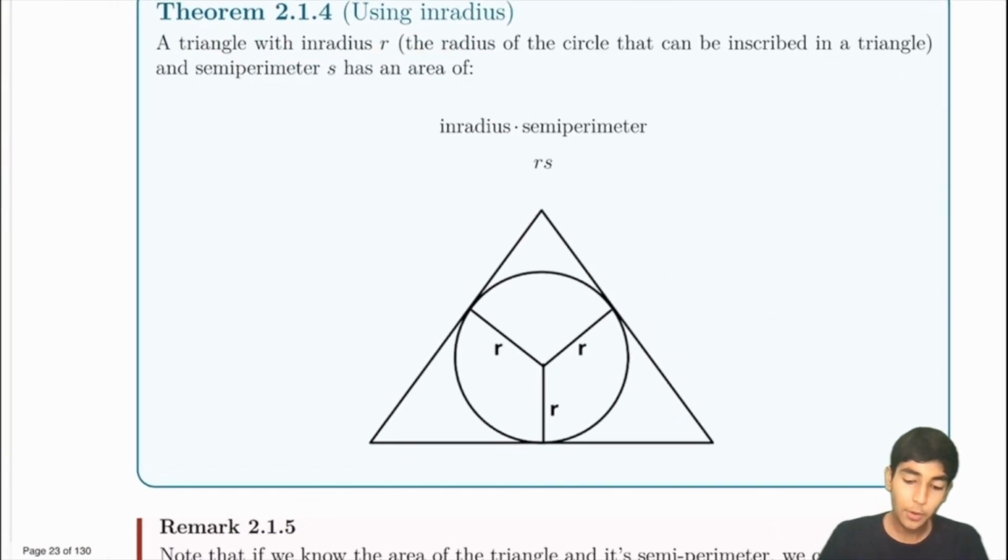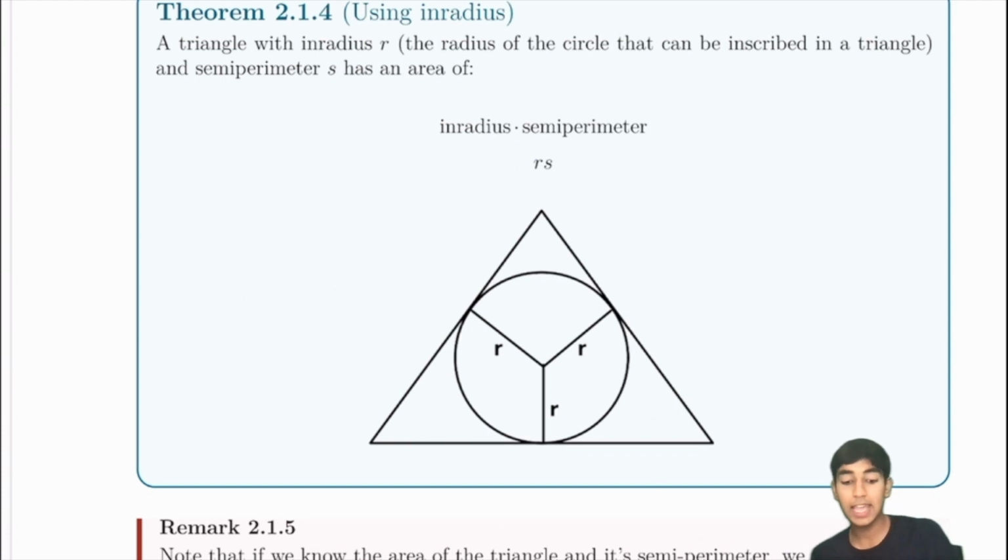Okay, now there's another way to find area using inradius. So basically, we say this is an inscribed circle in a triangle if it's touching all 3 sides at exactly 1 point. Then it's an inscribed circle. And the inscribed circle has a radius. We call that the inradius. And we're given that the inradius times the semiperimeter equals the area of the triangle.